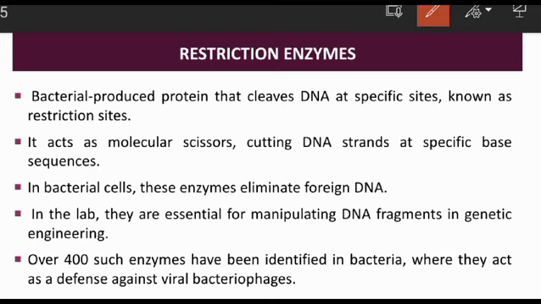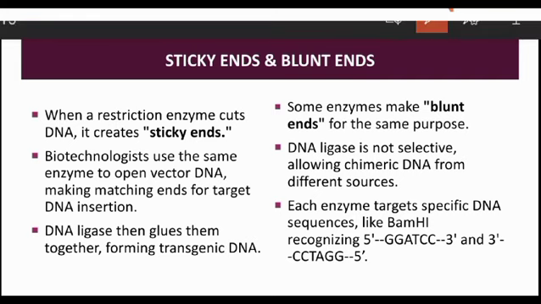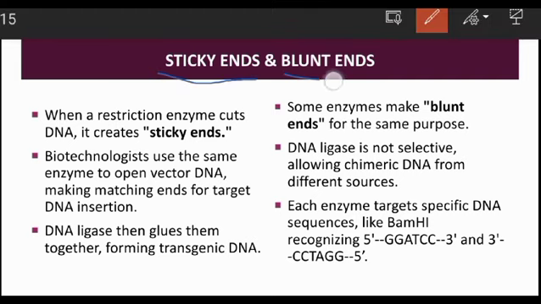Over 400 such enzymes have been identified within bacteria, and in genetic engineering these enzymes are used for manipulating DNA fragments. When a restriction enzyme makes a cut in DNA, it can produce two types of ends. The first are the sticky ends and the second are the blunt ends. When a restriction enzyme cuts DNA in a staggered manner, it will produce sticky ends. And when an enzyme makes a straight cut like this, it will produce blunt ends.